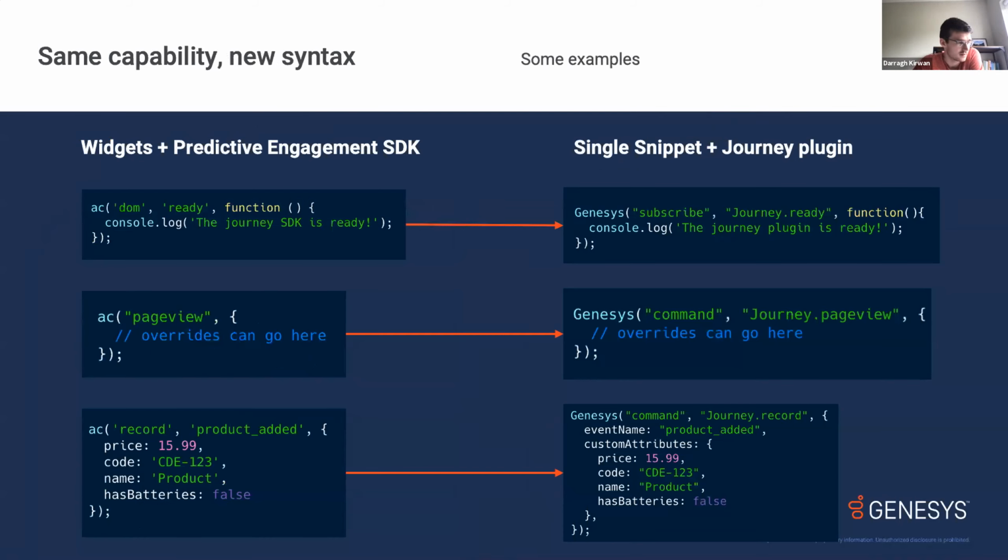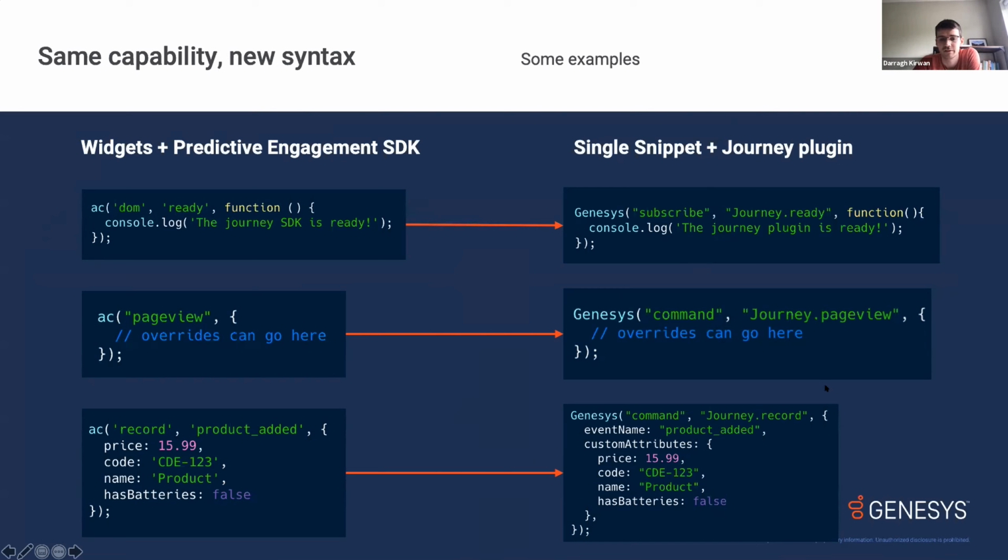Our SDK that I showed you just now is now in the single snippet. We'll have all the same functionality there, just with a different syntax. So I'm not going to go through all the same content I did before. I just want to show that everything you could do in our Predictive Engagement SDK is now possible within the single snippet and journey plugin, just with a slightly different syntax.